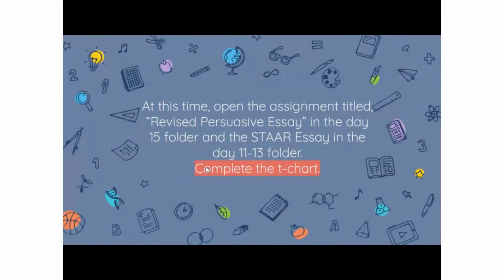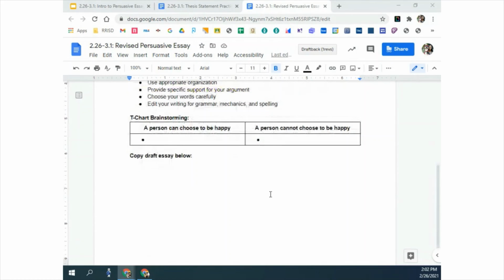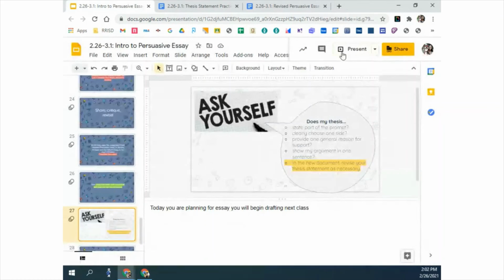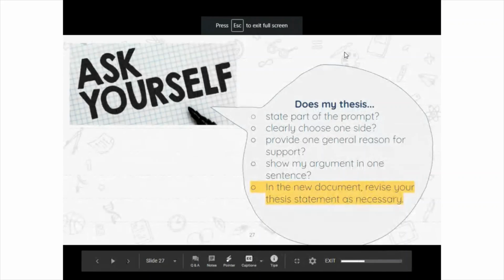You're going to open up a document called Revised Persuasive Essay. You're going to open up your old essay that you wrote about happiness. And what you're going to do is copy and paste that essay into the new document. You're going to copy your draft below. And after you copy it, I'm going to look at my thesis statement. First of all, can I find it? If you can't find it, write one because you need one, okay?